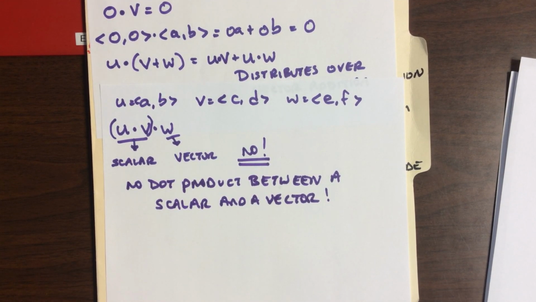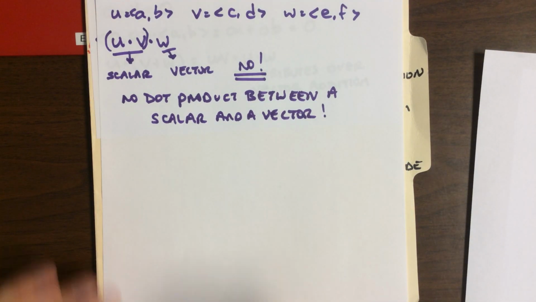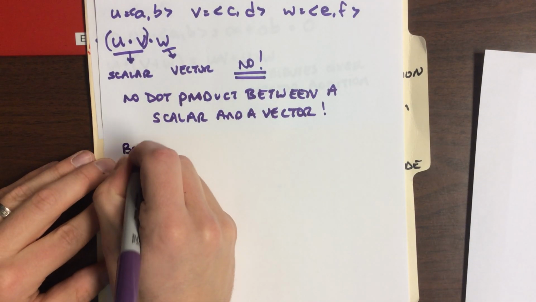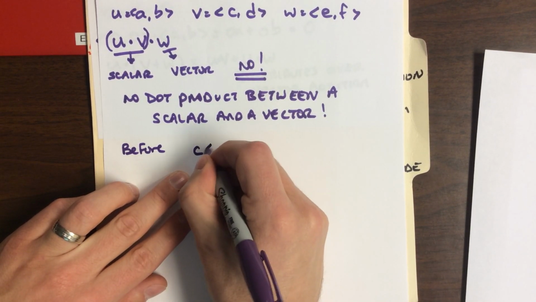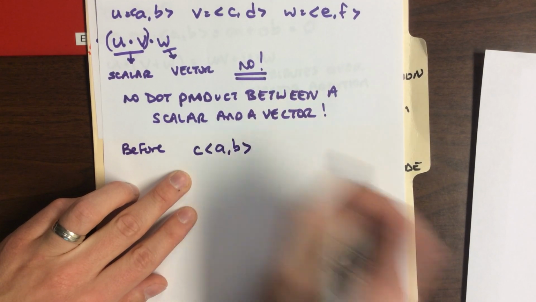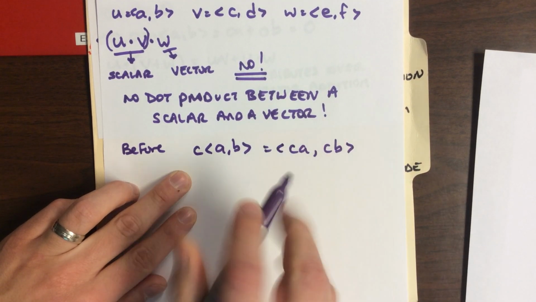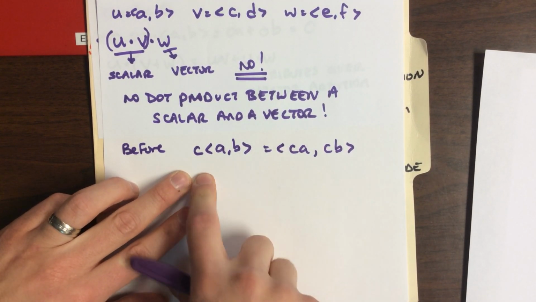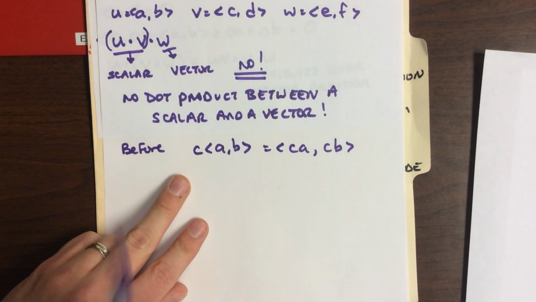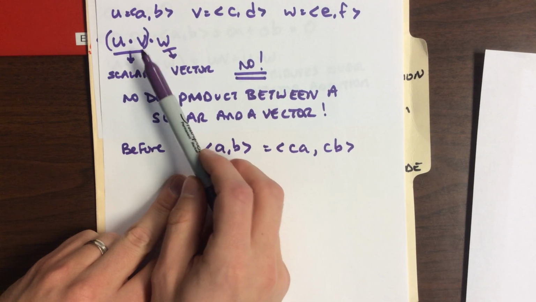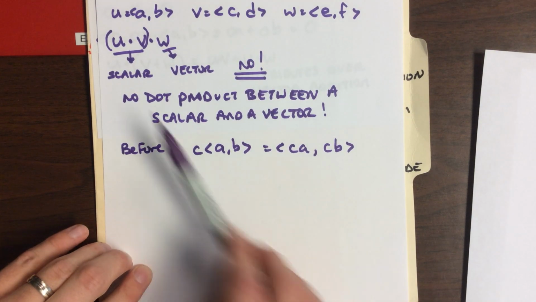So we can have scalar multiplication. Like if we have C times AB, it is CA, CB. That's scalar multiplication. We're just increasing the length of our vector in each of those directions. So what we have here, you can't use the dot product. The dot product does not exist between a scalar and a vector. So this is scalar multiplication, this is dot product.